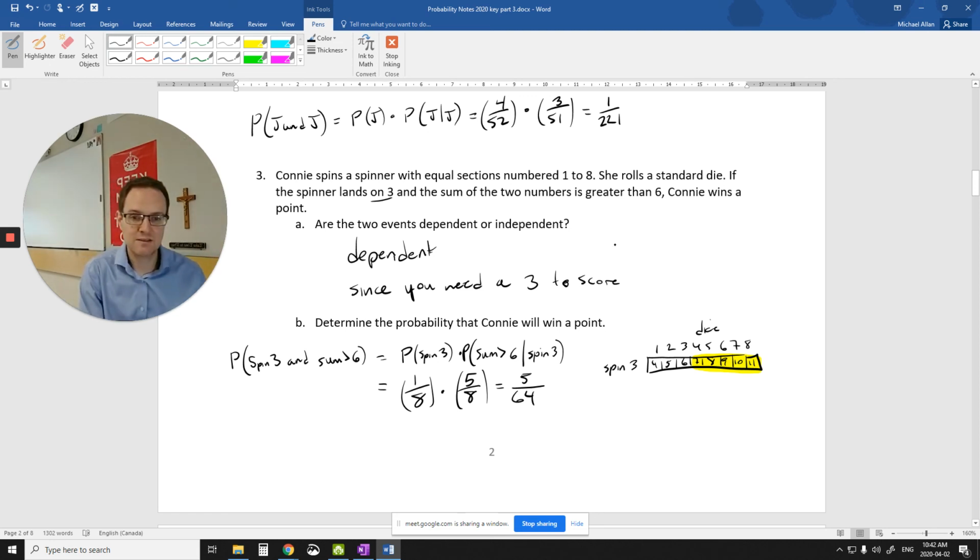Not very good chances, but that's what's going to happen here. Okay? So you can see what happened there. She spun a 3, and then my sample space has changed accordingly to this new sample space down here, and then I have a new number of outcomes as well. My sample space could be rather large if you look at just the total sample space to start off with.